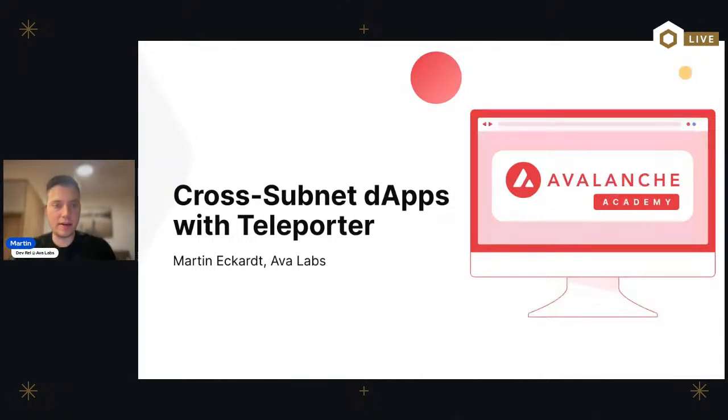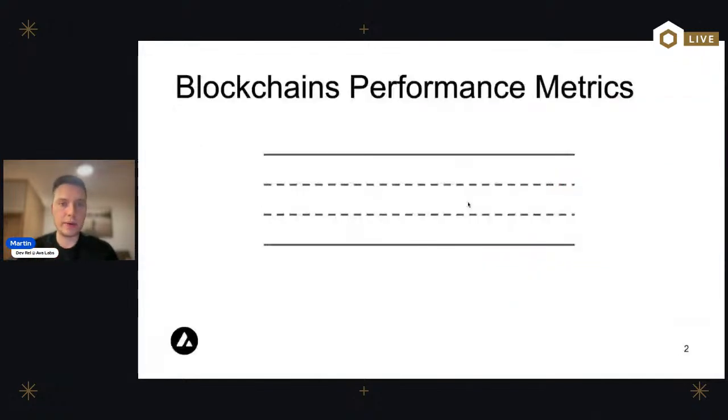All right, let's start. So first, before we start, I just want to give you a quick primer on blockchain performance metrics. When we talk about blockchains, there are different metrics. We want to talk about decentralization, we want to talk about all kinds of things, but we also want to talk about performance. And what does performance mean? Performance means how much can the blockchain actually process?